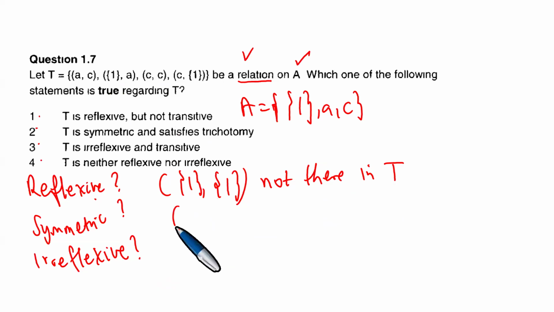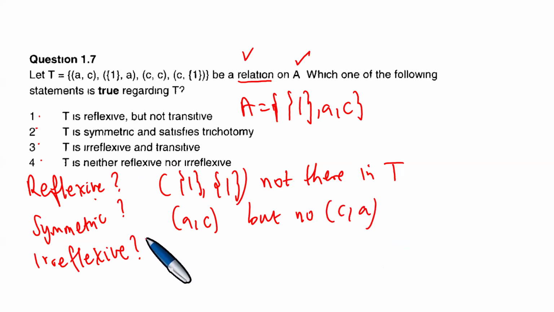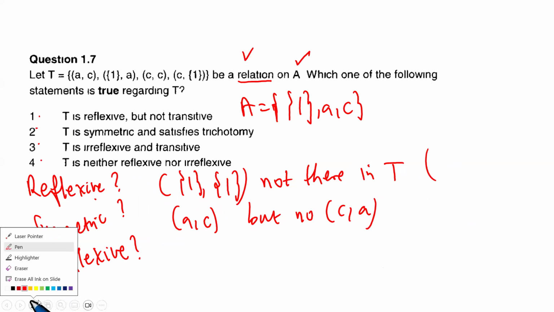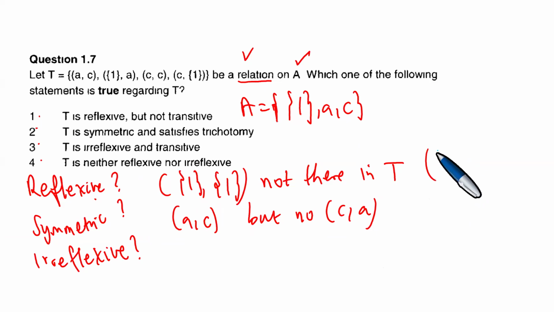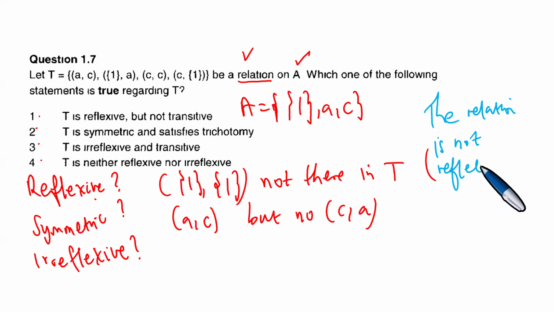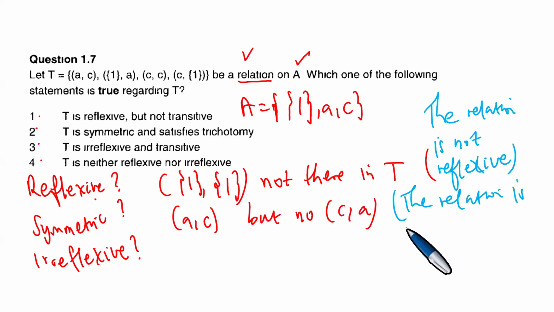Now, if you're dealing with AC, let us look at A and see if we are able to see that this is there. Right. So, in terms of symmetric, but there is no CA. This means, in a nutshell, that our relation is not reflexive. It's not reflexive. But also the relation is not symmetric.